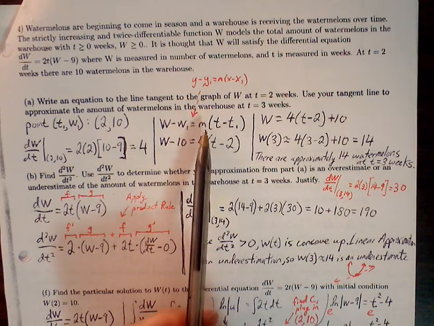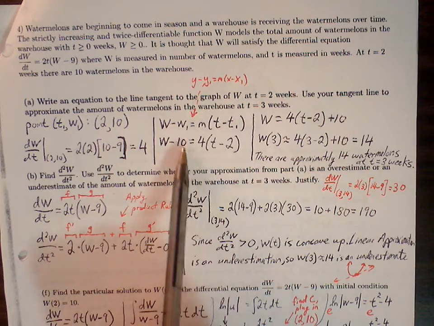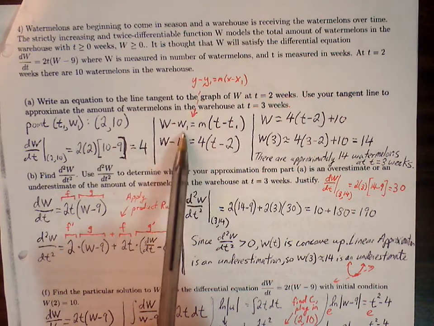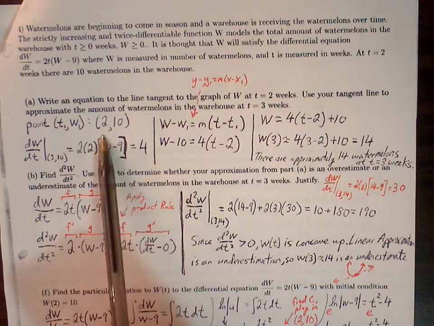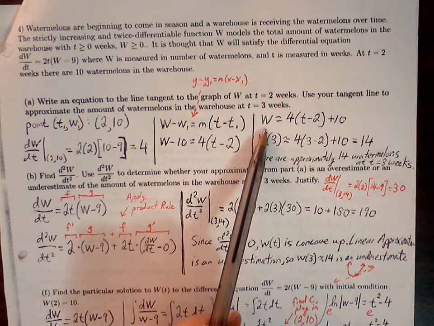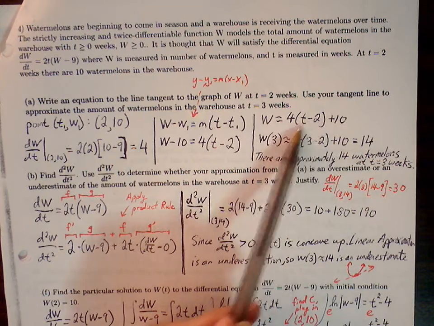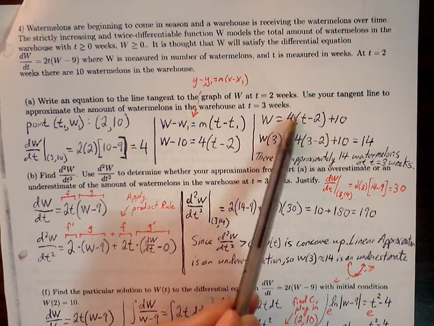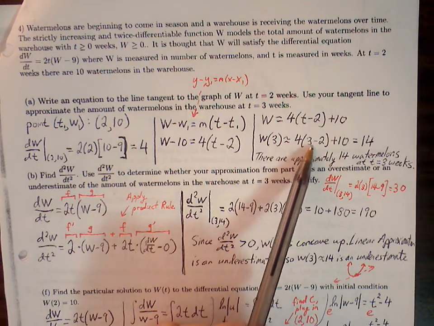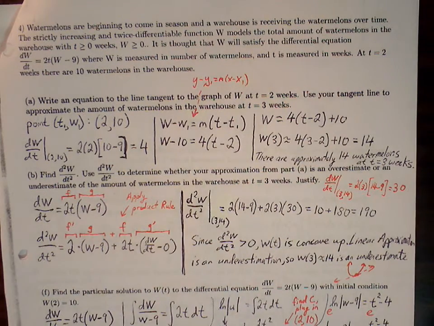We're going to write our tangent line equation, but instead of x's and y's, I'm going to use w's and t's. So w minus 10 is equal to m, which is 4, times t minus 2. Solve for w, add 10 to both sides, and now we have our linear equation. We're going to use this to approximate how much is in the warehouse in 3 weeks. So plug 3 in for t. We get 4 times 1 plus 10, which is 14. So approximately 14 watermelons at 3 weeks.